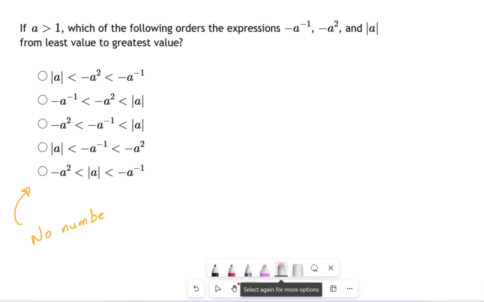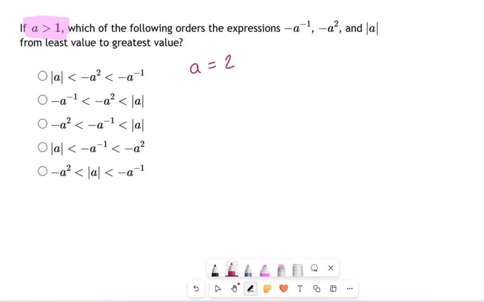So I'm going to cheat on this problem. I'm going to take care of the issue that's so scary by replacing A with something that follows the rules of the problem. It has to be greater than 1. That's it. Just pick anything greater than 1. So how about A equals 2? Just make it up and put this in here now.